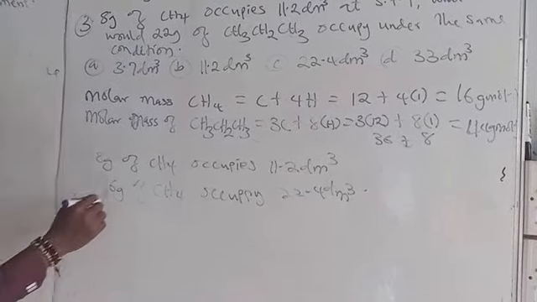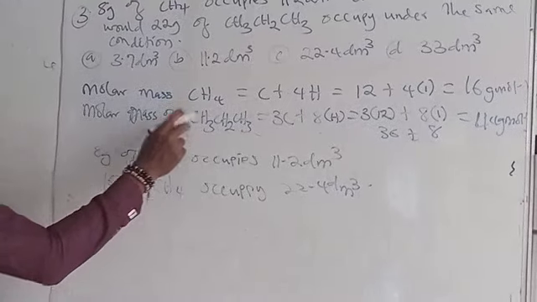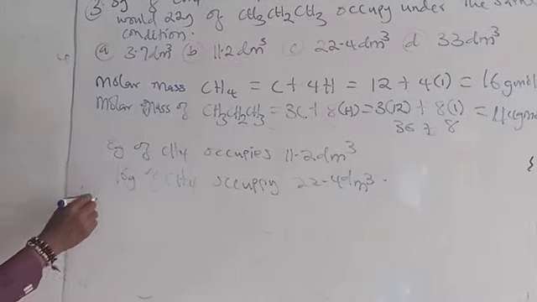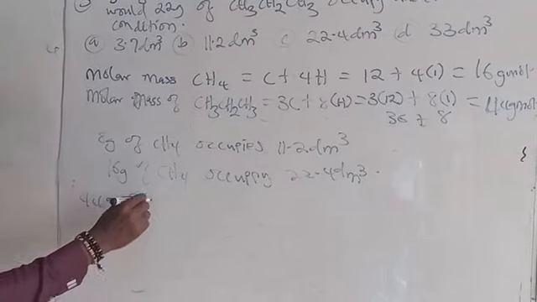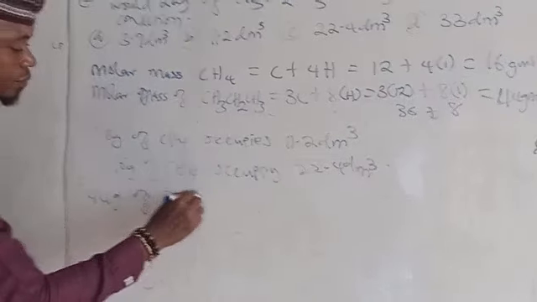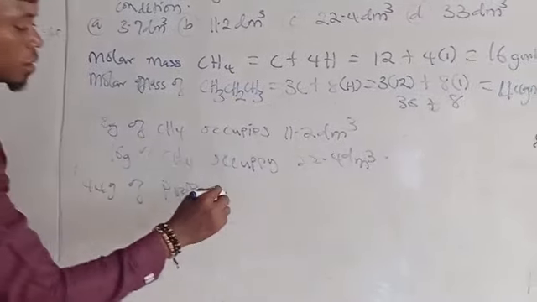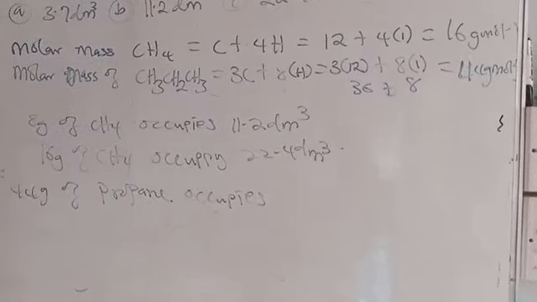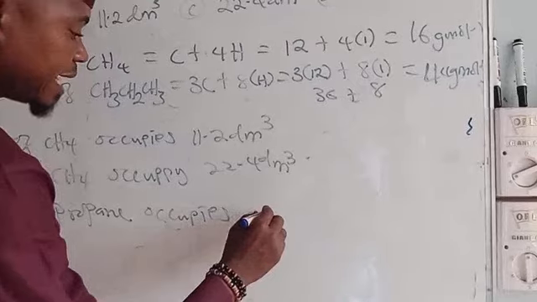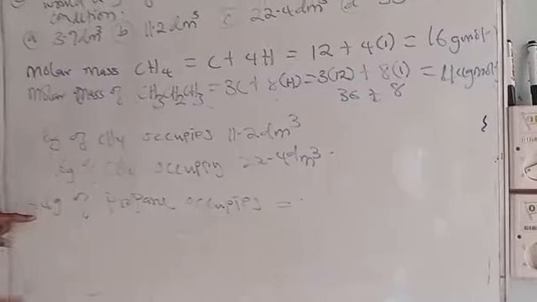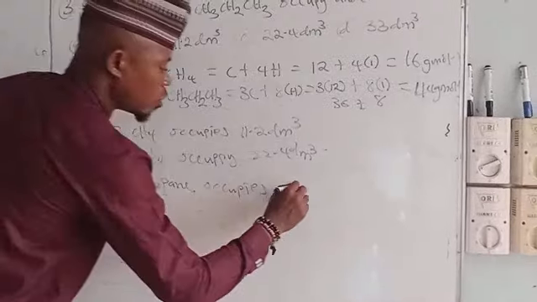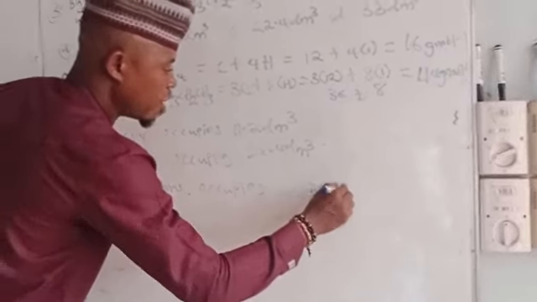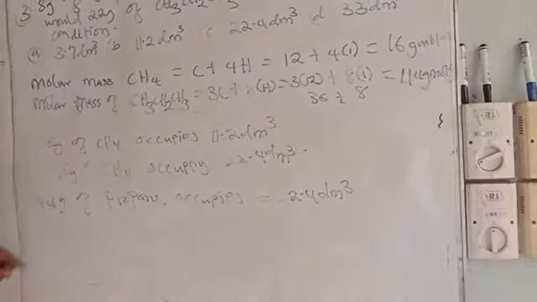Now, the molar mass of propane is 44 grams. At STP, 44 grams of propane equals 1 mole of propane, and it will occupy 22.4 dm³.